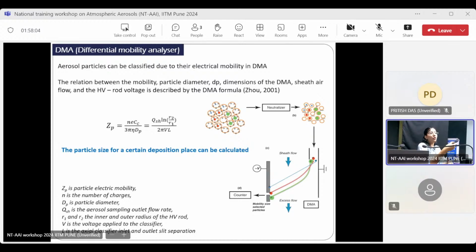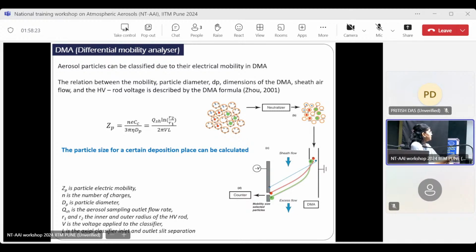Hence the name is scanning mobility. So you are scanning the mobility. Your voltage is changing, and as your voltage is changing, the mobility class which will exit this slit is also changing. So at different times, different particles will exit this slit.